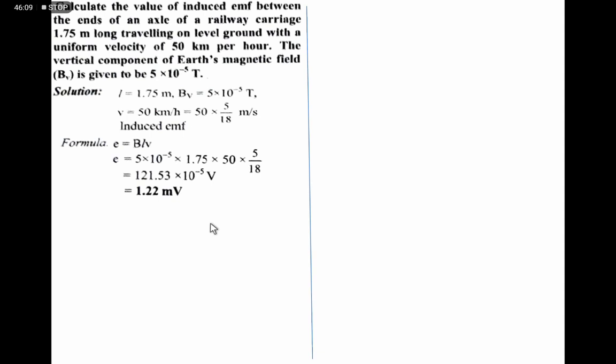So more examples are there, we'll discuss on this topic, but we'll stop here. We'll discuss the example of electromagnetic induction in next lecture. Thank you.